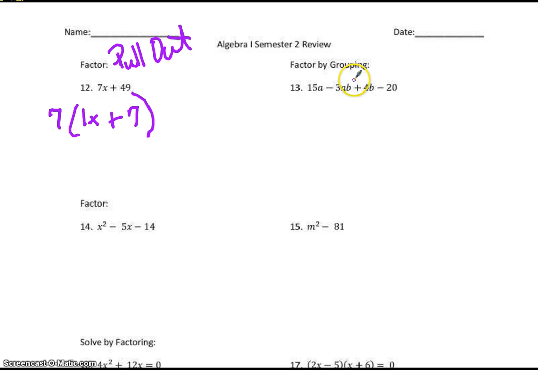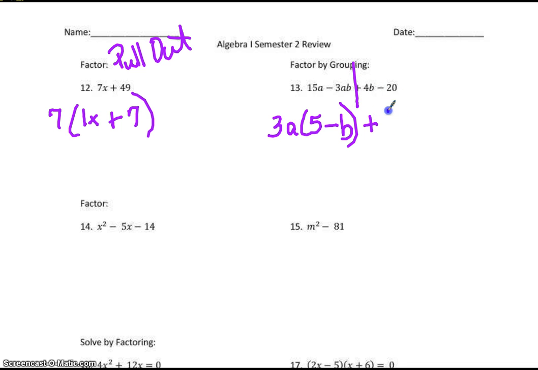When you factor by grouping, this is where you cut it in half and then pull things out. 15 and 3 both divide by 3. They both have an a, so I'm pulling a 3 and an a out. 15 divided by 3 is 5. A and a goes away. Minus 3 divided by 3 is 1. The a goes away, and the b stays here.